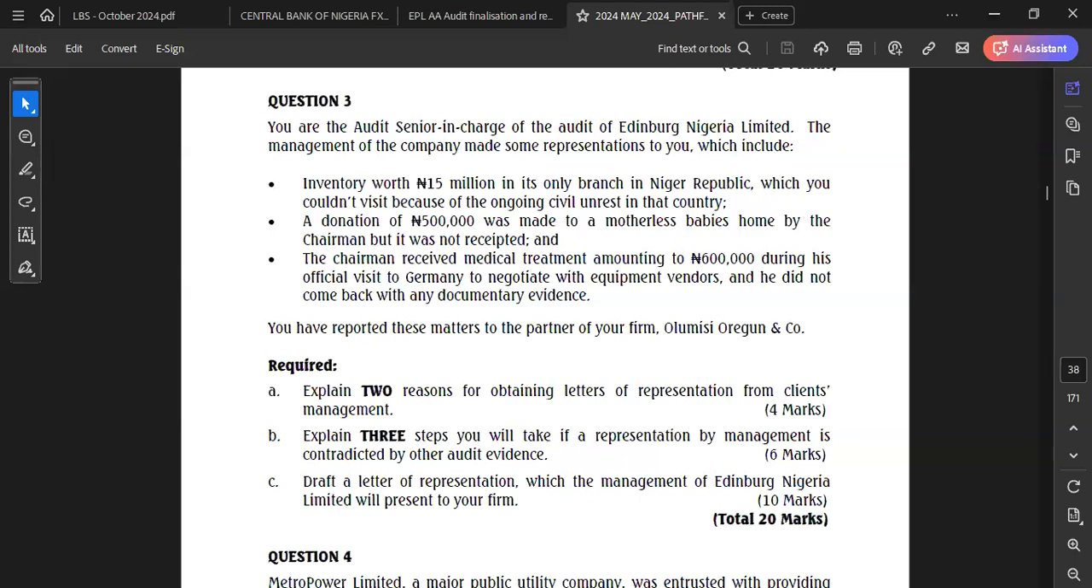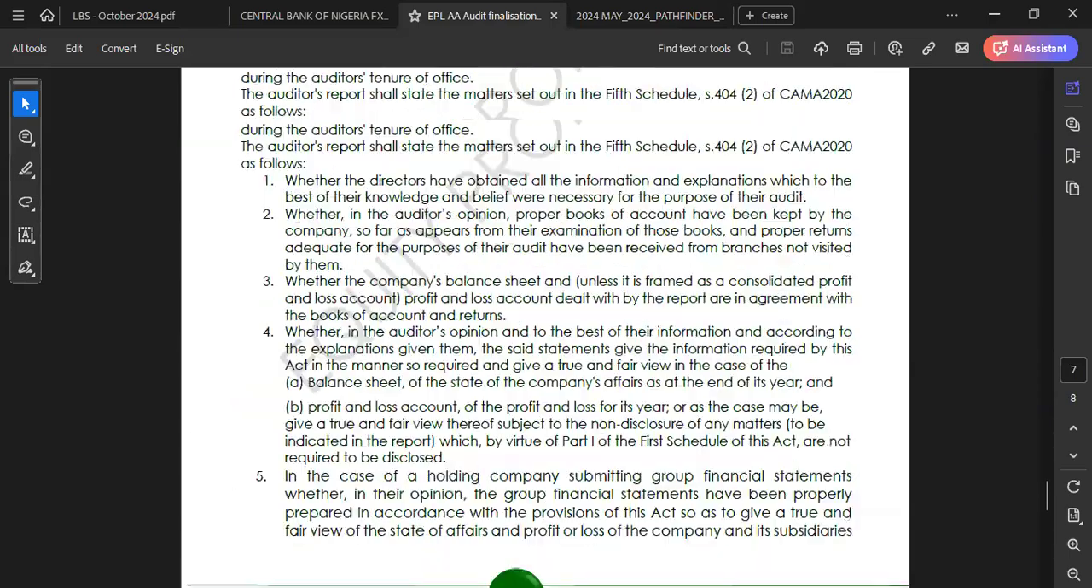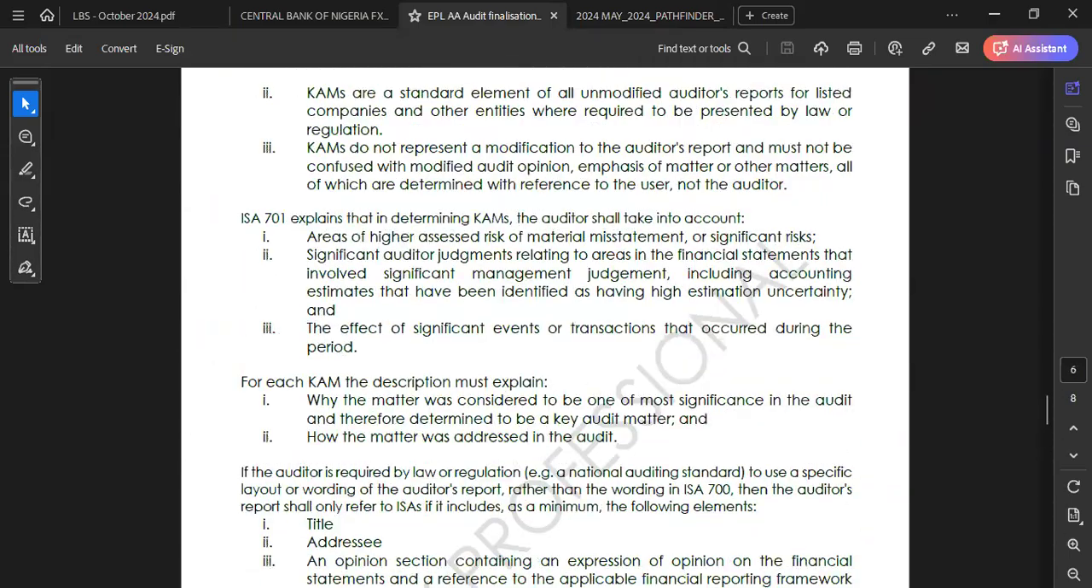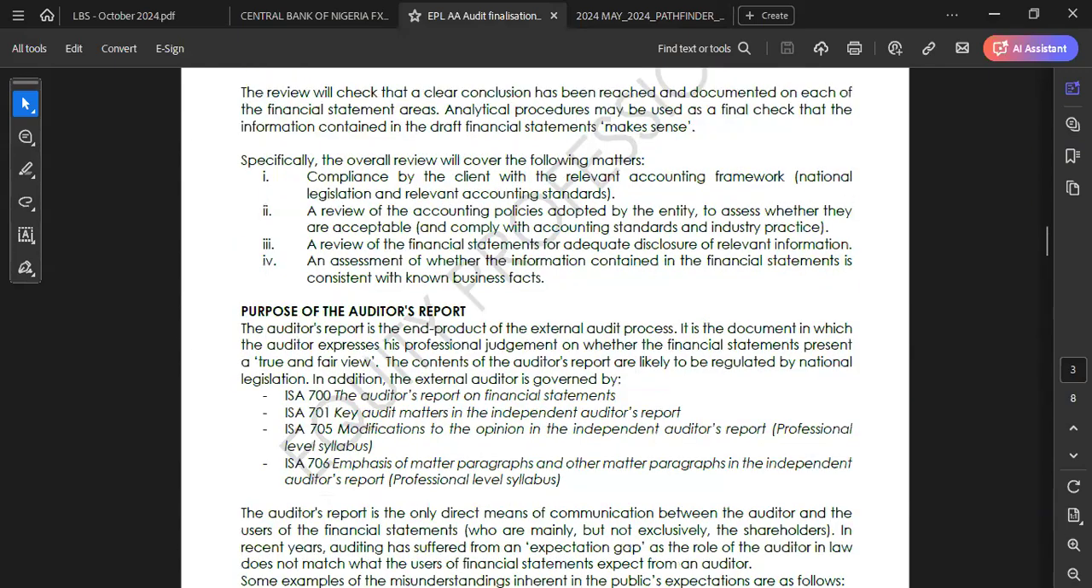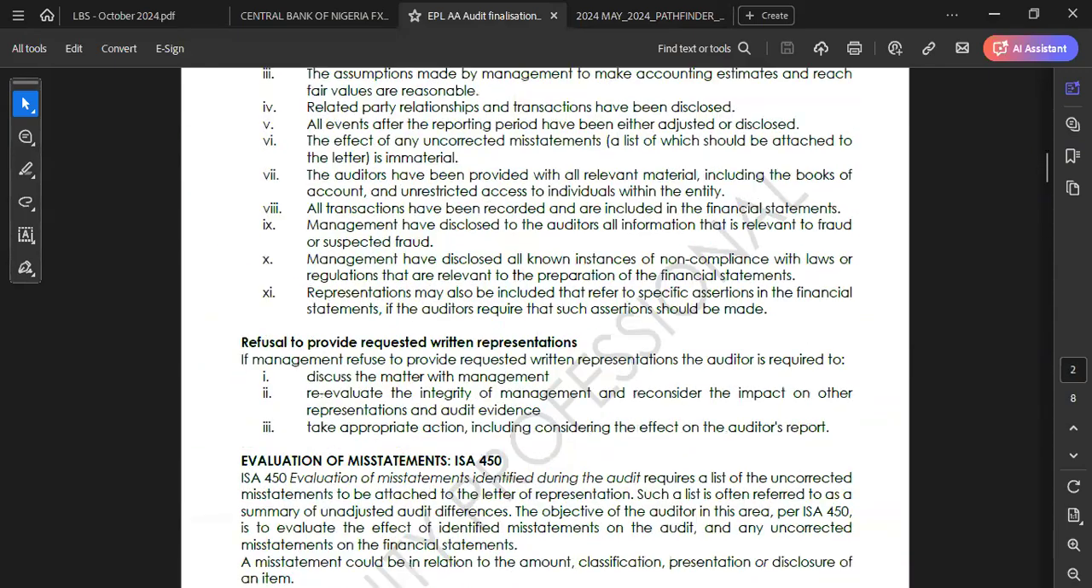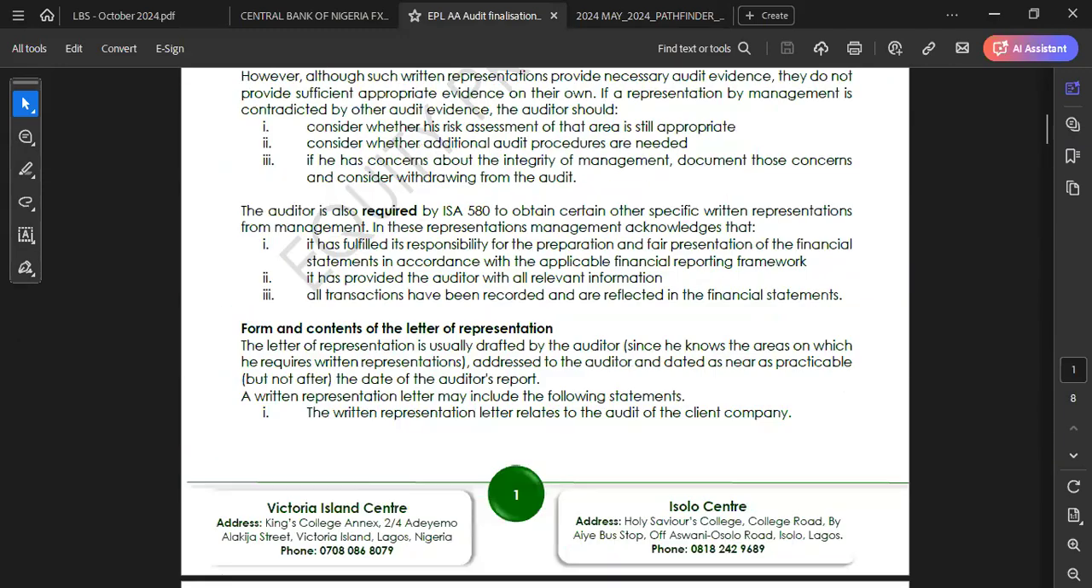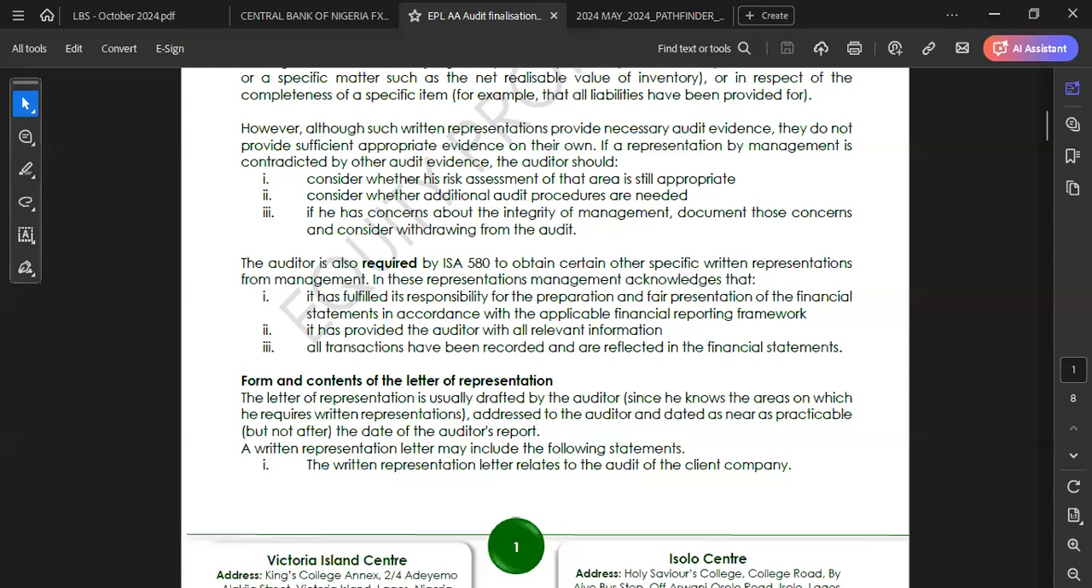What I want to bring to your notice is A and B. If you go back to your test that was shared today, I told you that there are instances where the management representation will contradict the audit evidence the auditor has gotten. So what is the auditor supposed to do? The auditor might need to consider whether his risk assessment is appropriate, and whether he needs to carry out additional audit procedures. If he feels these two are fine, he will consider the integrity of management and let them know his concern. If they still insist, he might need to withdraw from the audit.